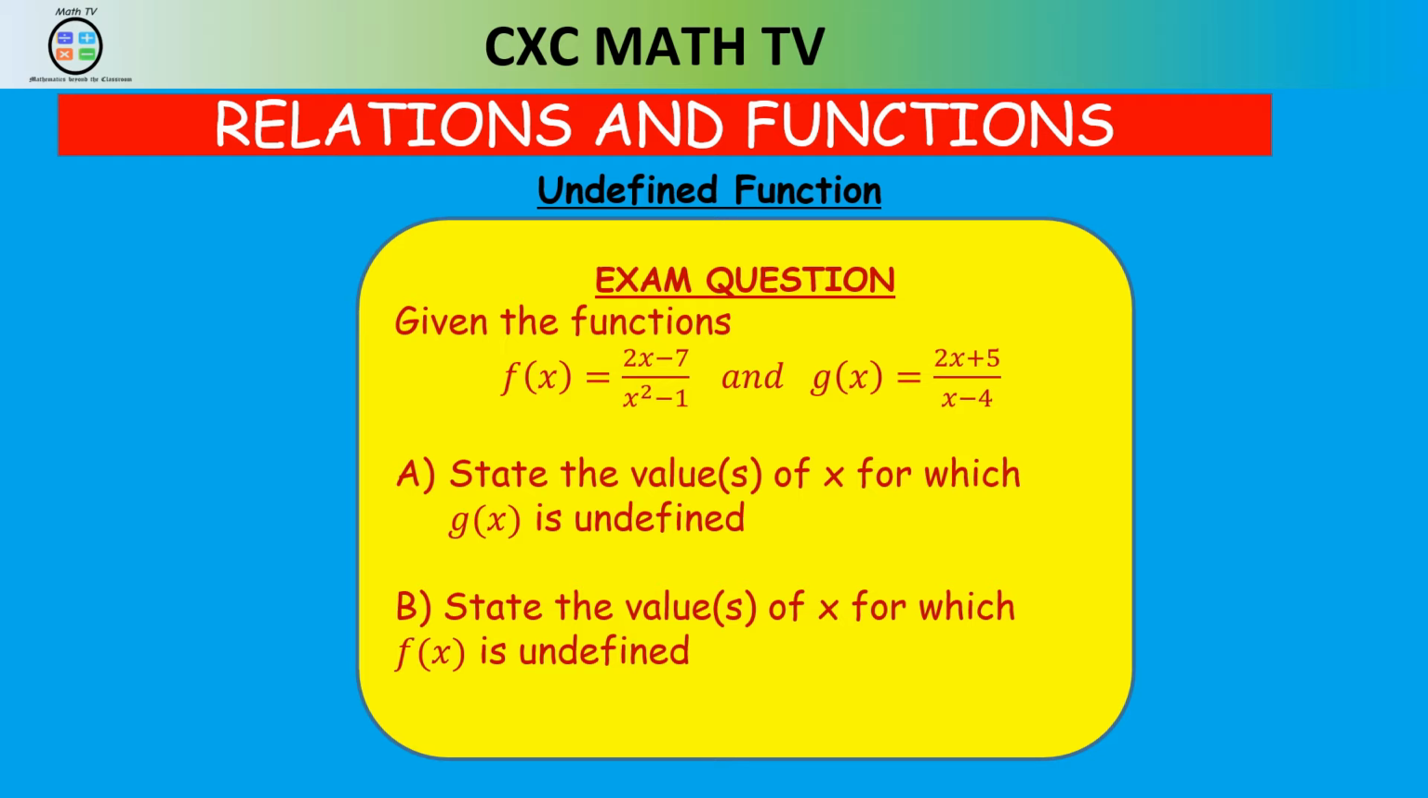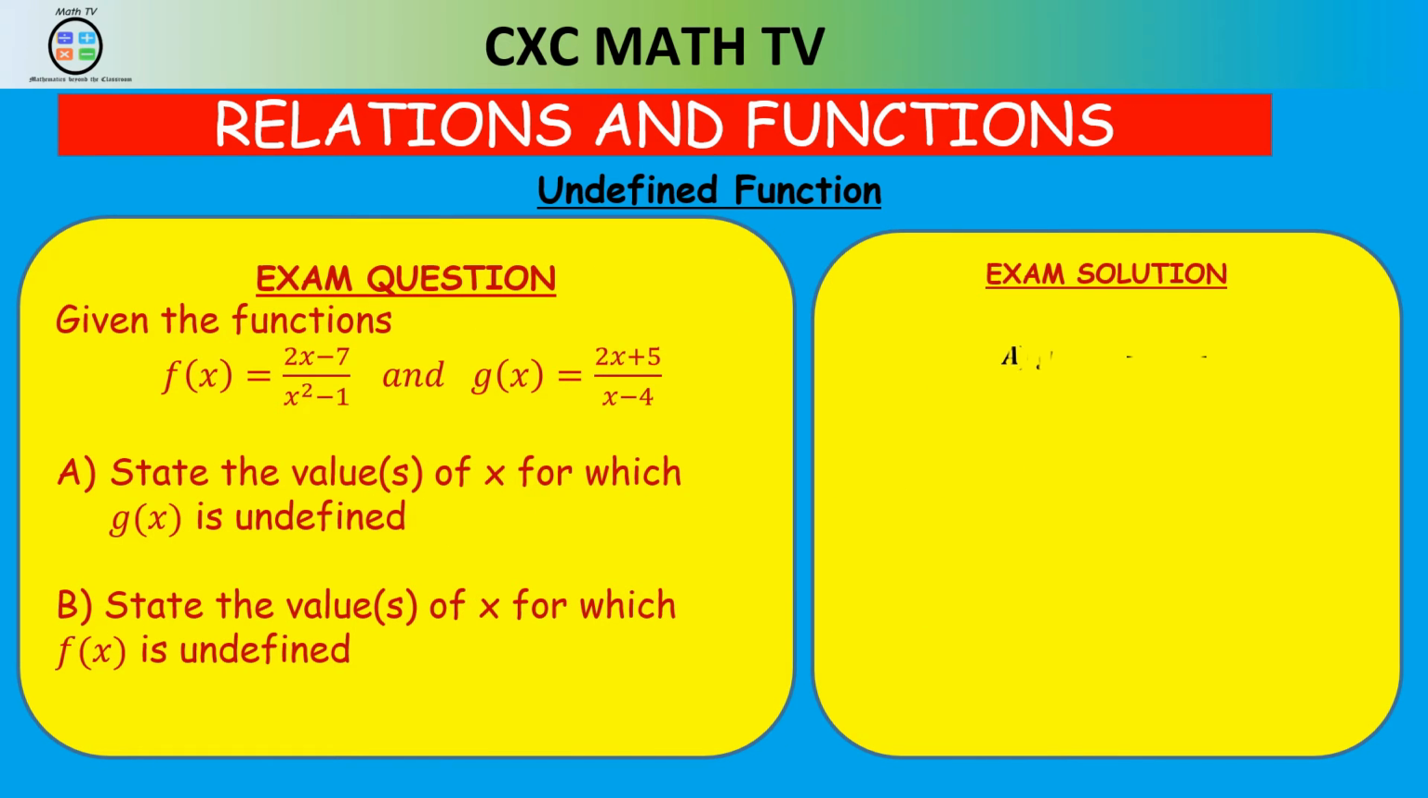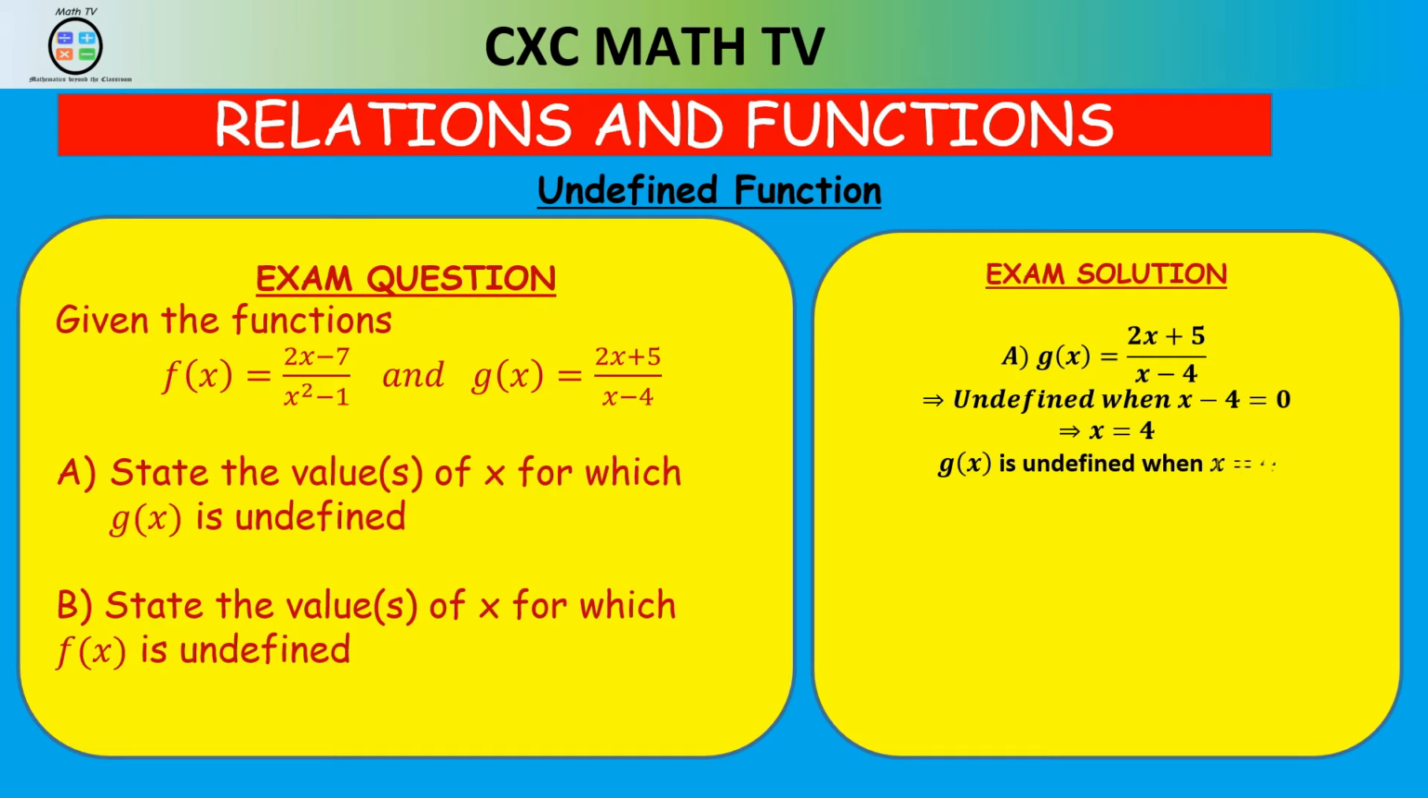Alright, so starting with g of x. G of x is 2x plus 5 over x minus 4. So it is undefined when the denominator is 0. So we set x minus 4 to be 0. That will give us x equal 4. So the function is undefined when x is equal to 4.